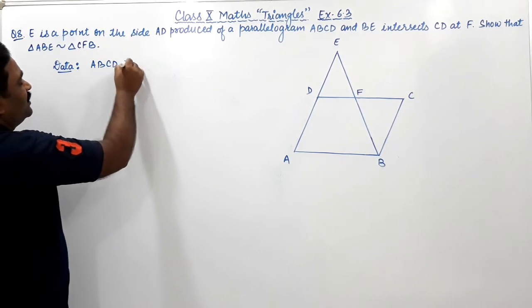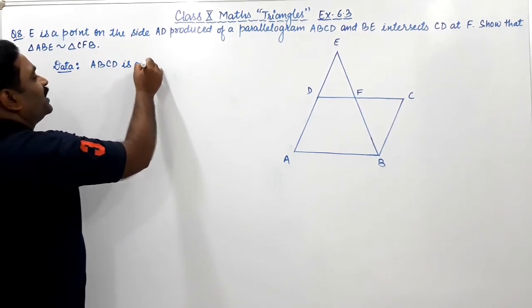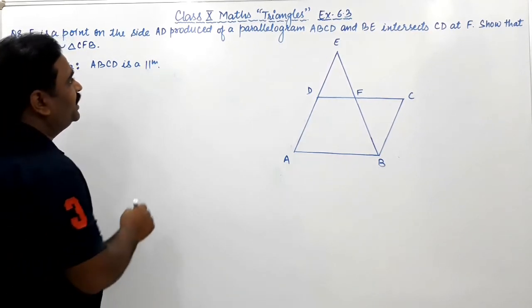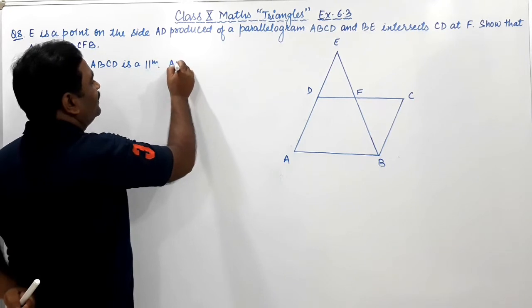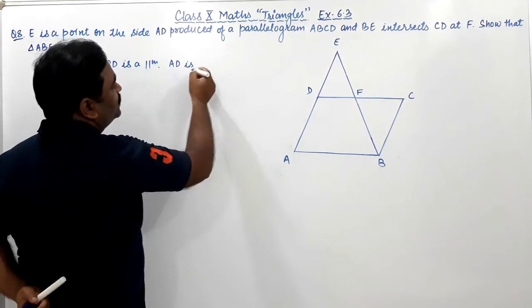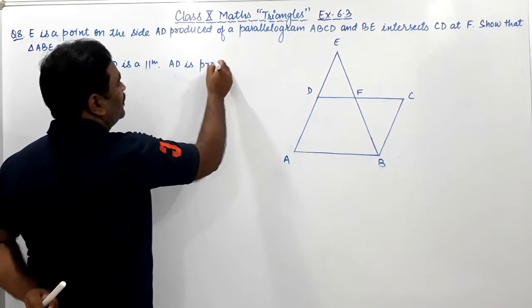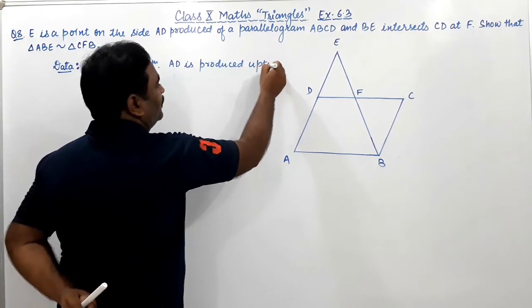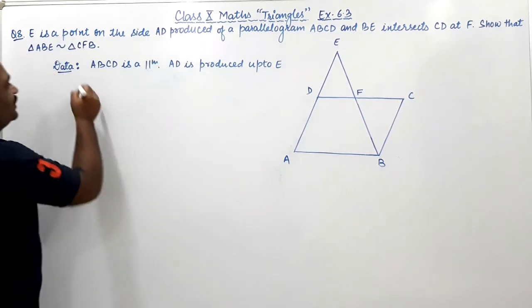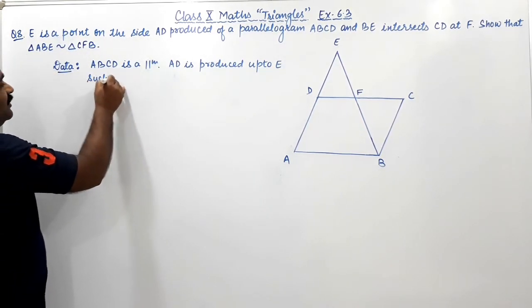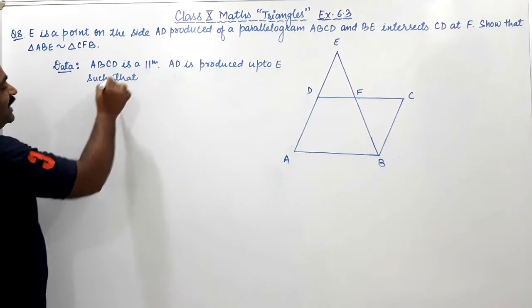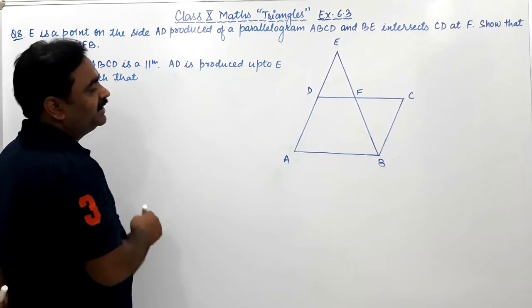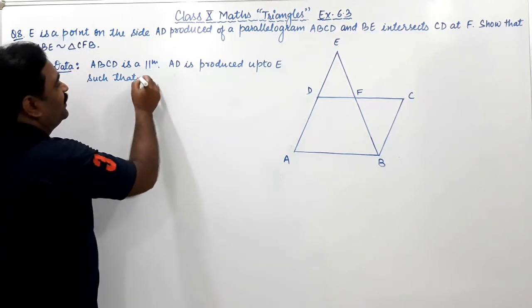ABCD is a parallelogram. Then AD is produced up to E such that BE intersects CD at point F.